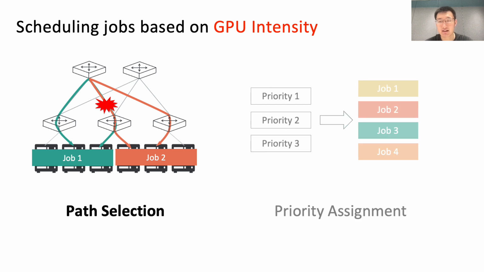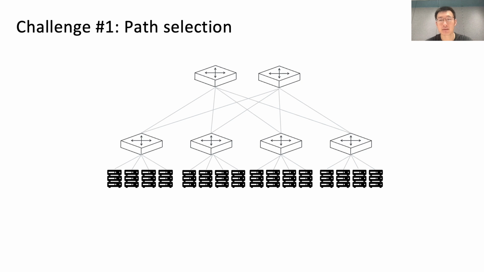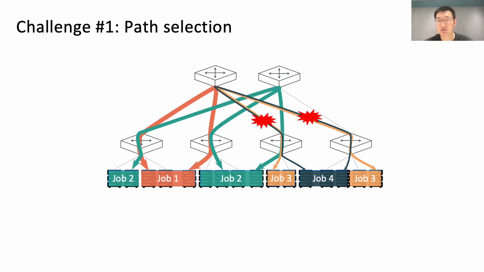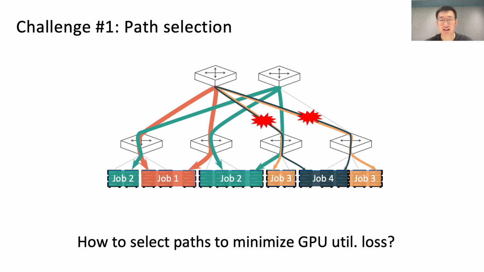Let's dive into the first challenge, make path selection to avoid communication contention. Most GPU clusters provide multi-layer network switches, so there are multiple paths between GPUs. Although traditional hash routing can balance the load of each path, when the number of jobs increases, contention is inevitable regardless of the path selection, and the GPU utilization is degraded. So the challenge is how to design a better routing strategy to reduce GPU utilization loss in communication contention.